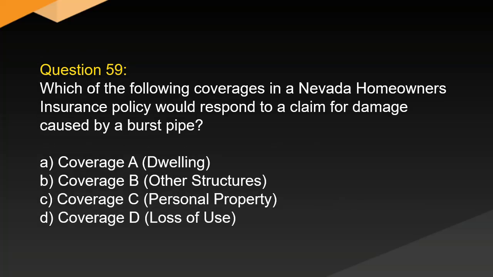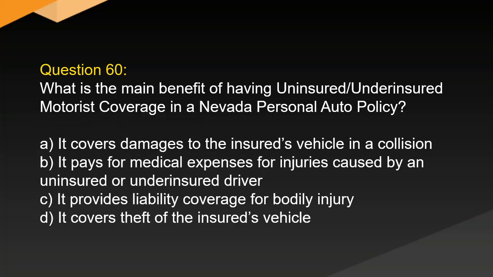Question 59. Which of the following coverages in a Nevada homeowner's insurance policy would respond to a claim for damage caused by a burst pipe? A. Coverage A, Dwelling. B. Coverage B, Other structures. C. Coverage C, Personal property. D. Coverage D, Loss of use.